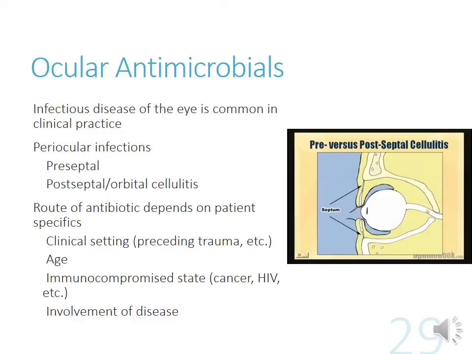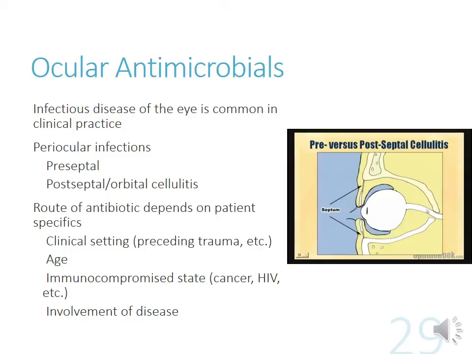Is there some kind of preceding trauma? Is that the reason why you're treating with antibiotics? Say there was some accident where there's some kind of puncture that could occur, that may lead you to use one route versus another. Looking at age, obviously extremes of age. If you have an infection in the eye, you may be more likely to spread. If you're at the ends of the age spectrum, certainly if you're in an immunocompromised state, that is going to predispose you to more severe infections.